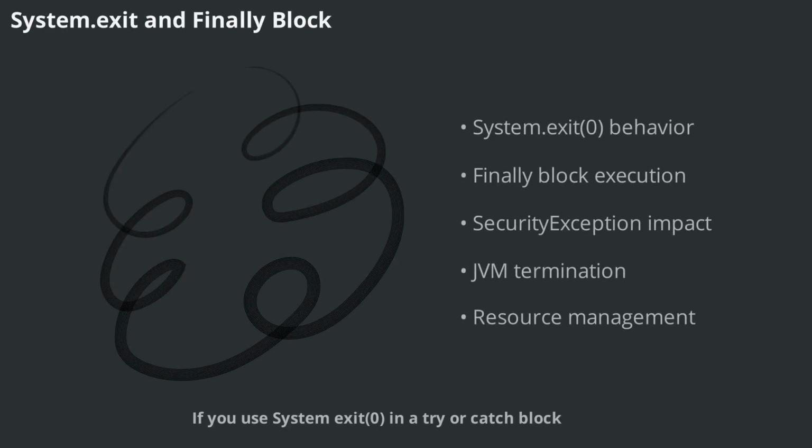If you use System.exit(0) in a try or catch block, the finally block may or may not execute. If a security exception is thrown, the finally block will run. Otherwise, the JVM will close and the finally block will not execute. This behavior is important to understand when managing program termination and resource cleanup.